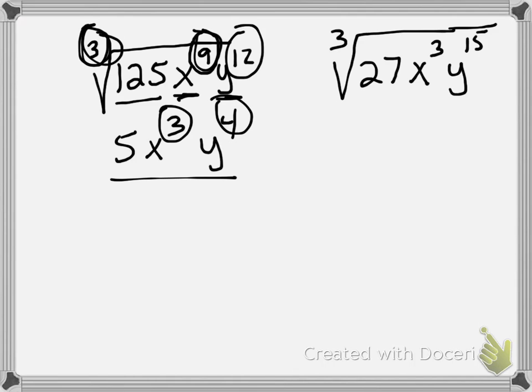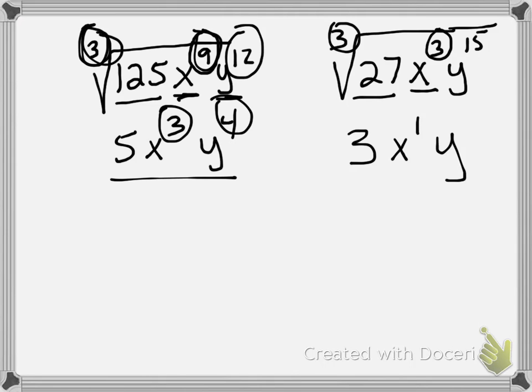So I'll do the same thing in the second example. The cube root of 27, which is 3. And then we're looking at a cube root of x to the third. Well, how many groups of 3 go into there? Just one of them. Or, you can do 3 divided by 3, which comes out to 1.